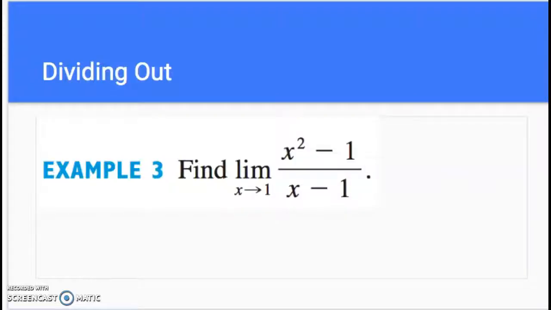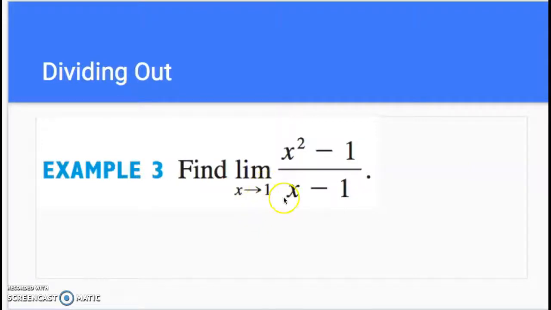Example 3, if you want to pause the video and try this on your own first. Otherwise, you're going to plug in 1 for your x values, and you'll see that you get 0 divided by 0. Now, you cannot divide by 0, so you have to do everything in your power to try to simplify the function so that you can plug in the limit and try to evaluate it. Sometimes you'll be able to, sometimes you won't.